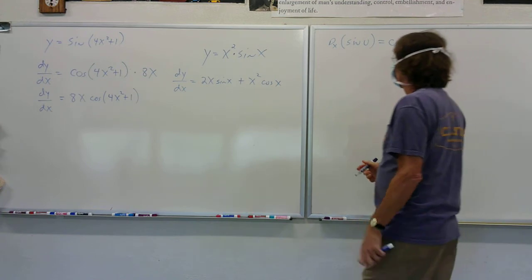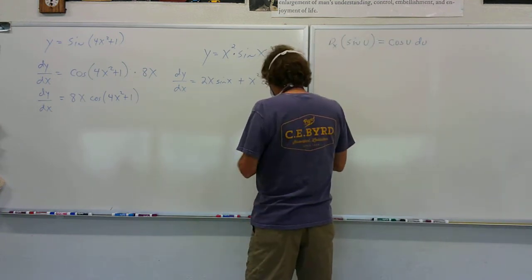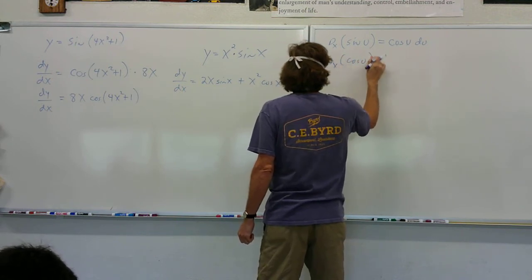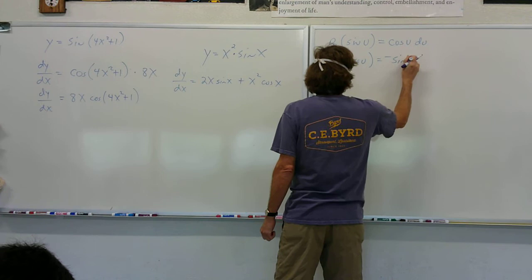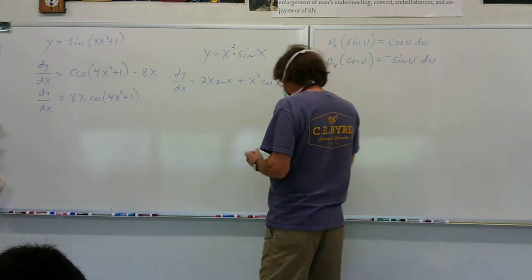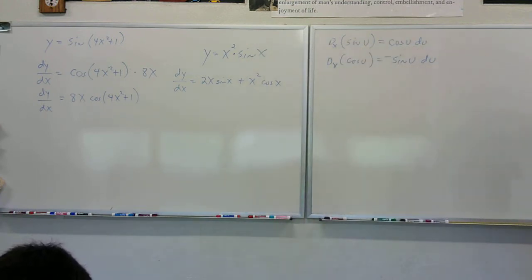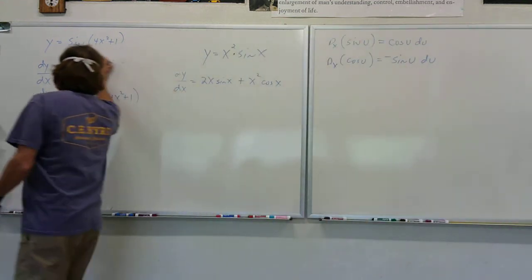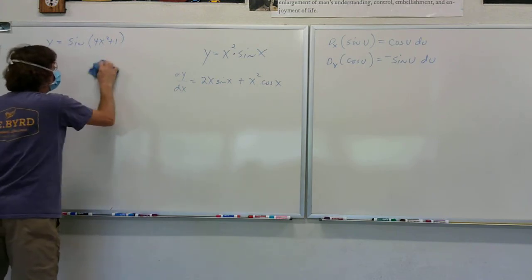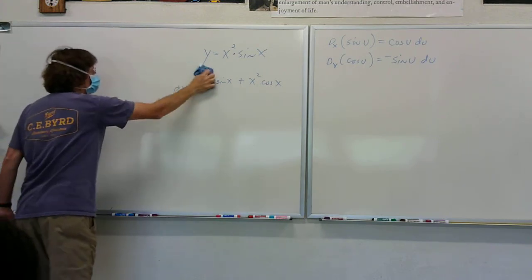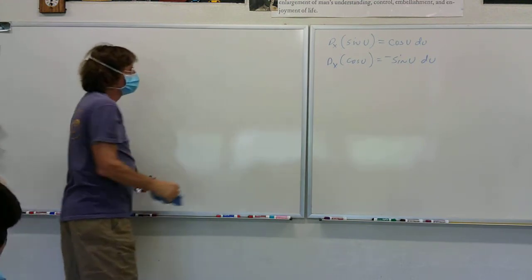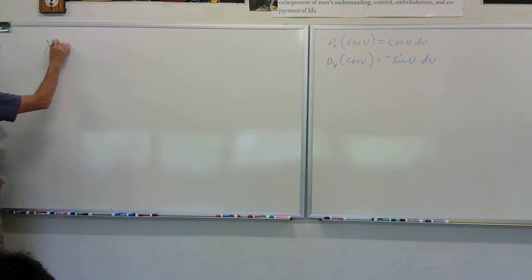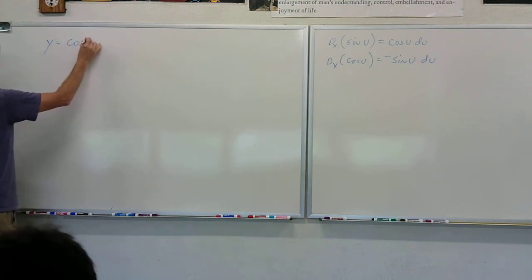Now, let's do this. The derivative of cosine u is equal to negative sine u du. We'll work a few with that. All right. Y equals cosine pi x.